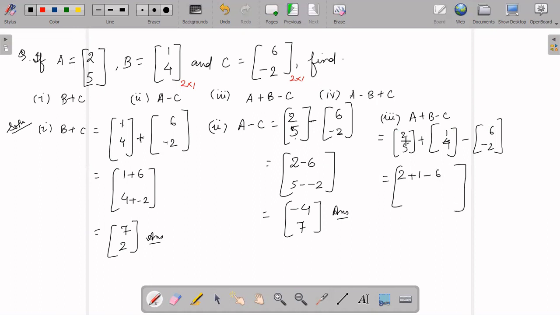और नीचे में क्या लिखेंगे? 5 plus 4 minus minus 2. 5 plus 4 minus of minus 2.